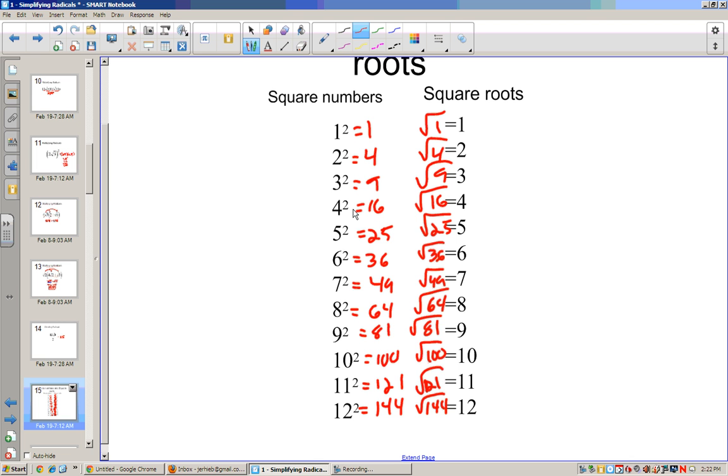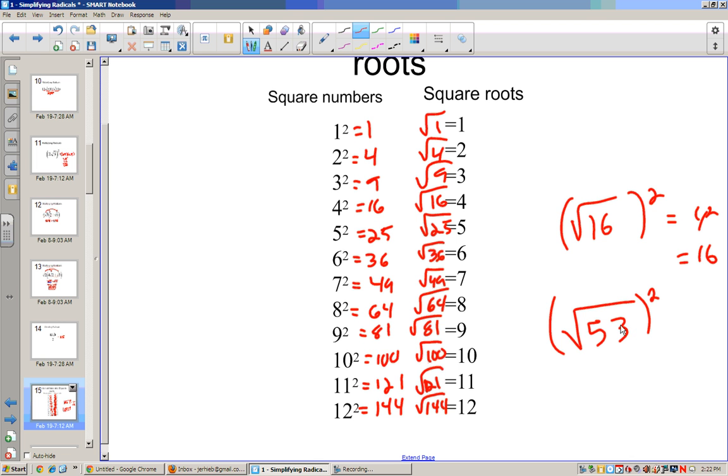Now, one property that we can get from this, since we say that these two undo each other: if I have the square root of 16 squared, that's going to be 4 squared, which equals 16. So if I have the square root of 53 squared, now I can't find the square root of 53, but if you notice, this 16 is what the answer was, because these undo each other. So this answer would just be 53.